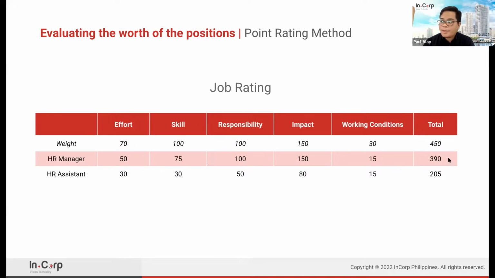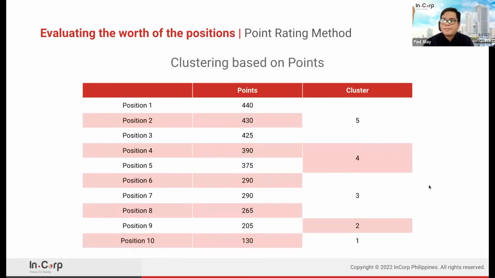So once we add these scores up, we'd be coming up with a total score. For example, here the HR manager gets a total of 390, while the HR assistant gets 205. So the higher the score is, of course, the higher the position would be in the hierarchy of the positions. So in that case, as I've mentioned earlier, the higher the score of the position would be, the higher its place in the hierarchy of positions would be. For example, here, the HR manager with a score of 390 would be at the 4th highest position, while the HR assistant at 205 would be somewhere here, specifically here.